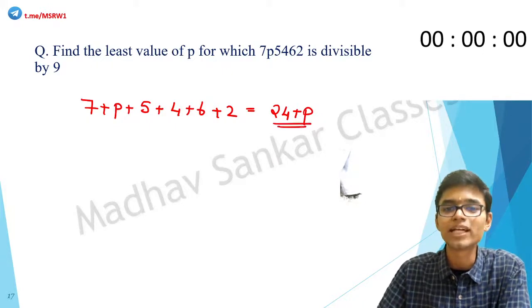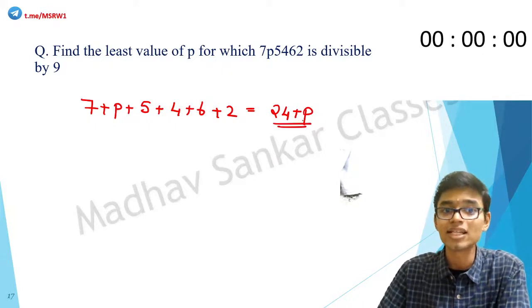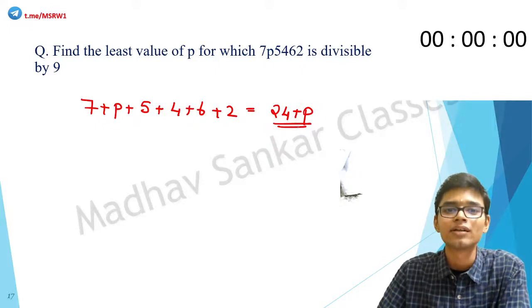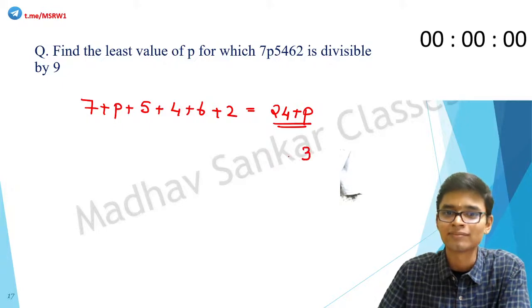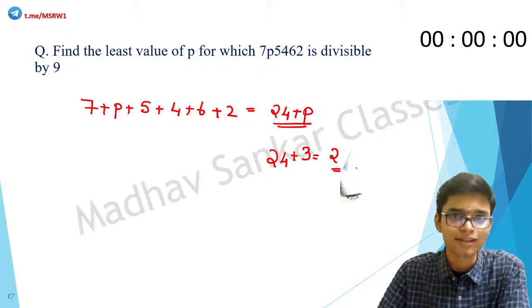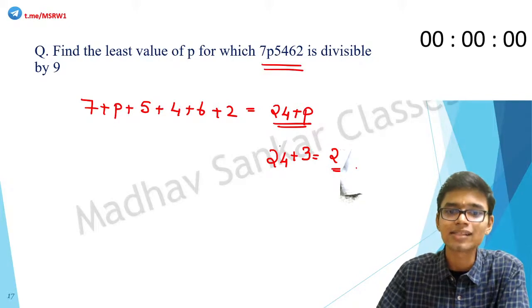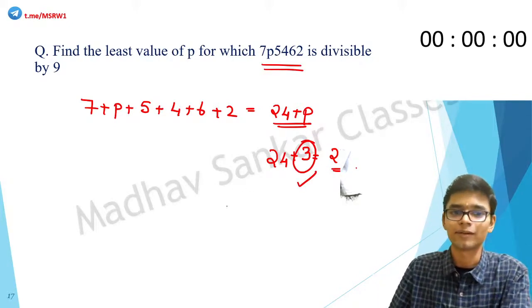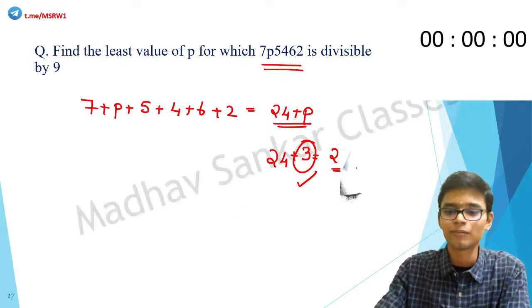So this should be divisible by 9. What is the least value of p so that this is divisible by 9? Value of p should be 3. Correct? So 24 plus 3 is 27, which is perfectly divisible by 9. So the minimum value of p for which this number is divisible by 9 is 3. Very good, Nandini. Got it correct again. Okay, moving on.